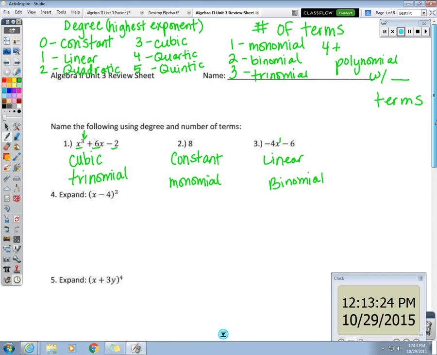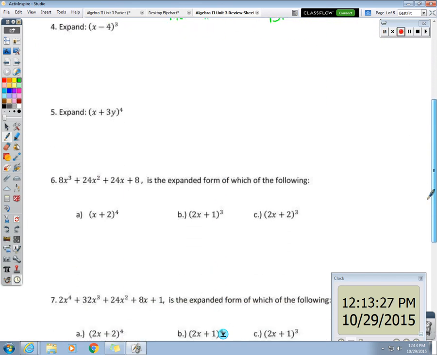Okay, number 4. They want you to expand x minus 4 cubed. Well, what does x minus 4 cubed literally mean? Right, x minus 4 times x minus 4 times x minus 4. Well, if we wrote that out, aren't you going to have to FOIL the first 2, get a trinomial, and then distribute that trinomial times the leftover binomial? And that's a lot of work, right? I mean, you could do that, I think, but that's a lot of work. What have we learned to do instead? Pascal's triangle.